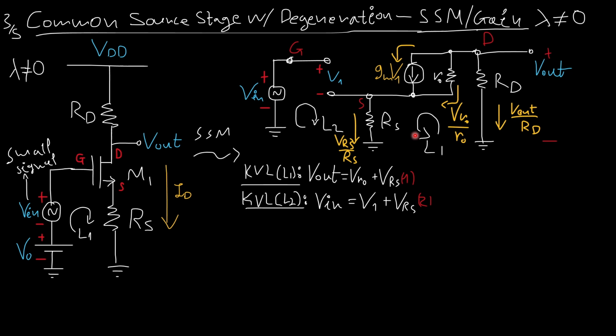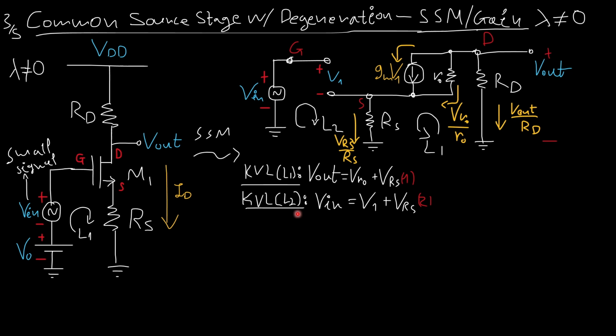If I do a KVL on L1, I'll get that Vout, the voltage between here and here, is equal to VRO plus VRS. We must be careful with the polarities here. We enter the negative terminal, so it's plus Vout, and we enter then again a positive terminal, plus VRO, and we enter again a positive terminal, plus VRS. All right.